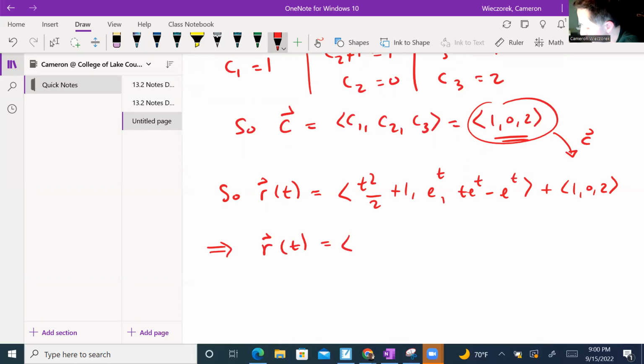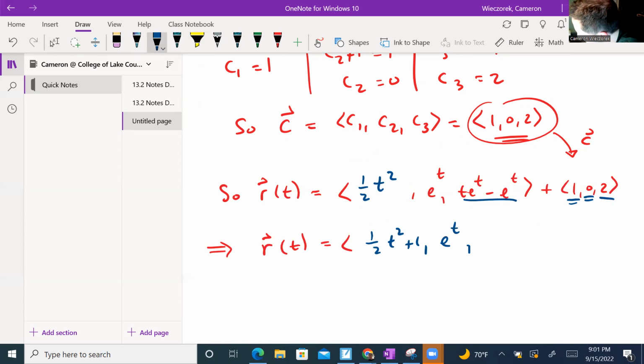Oh, sorry, one quick little error that I have here. I'm jumping ahead too far. This first piece right here didn't have the plus 1 originally. It was just 1/2 t squared. We're going to add the 1 in a minute. So this is going to be 1/2 t squared plus 1. Second piece is going to be e to the t plus 0, so that will stay e to the t. And last but not least, this piece plus 2 would be t e to the t minus e to the t plus 2.